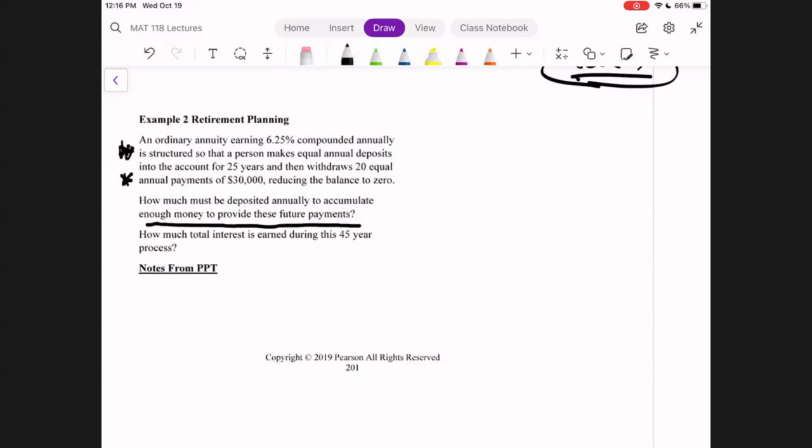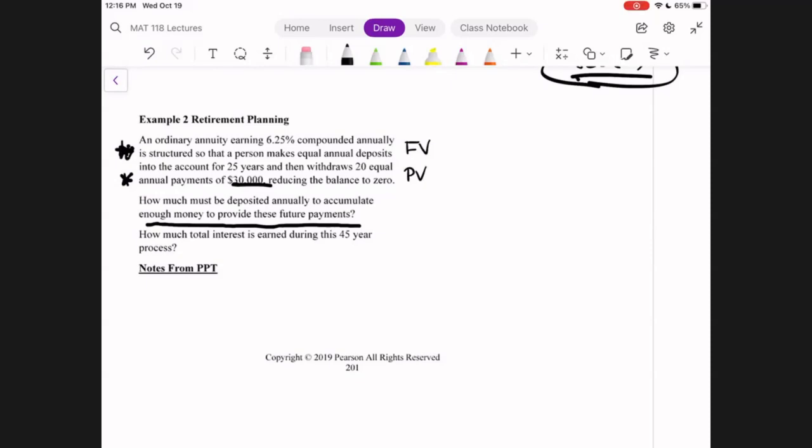So in this first part, how much should I deposit every month while I'm working so I can actually take out $30,000 every year for 20 years? Okay. So you can see this first part is kind of a future value problem. You're putting money into an account, and then you're taking money out, right? And this is kind of a present value problem.